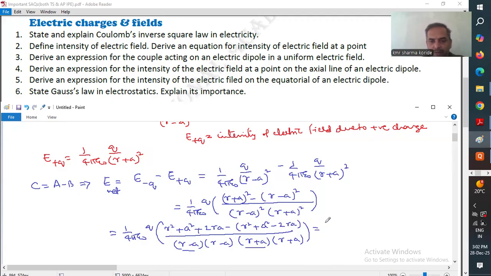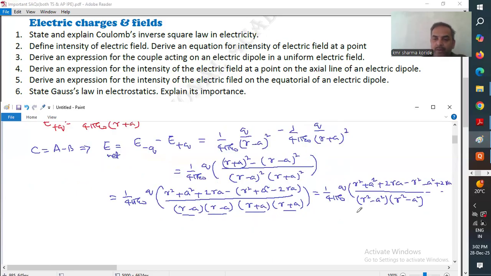Even what you can write is 1 by 4 pi epsilon naught Q by, R square plus A square plus 2RA minus R square minus A square plus 2RA divided by, you can write R minus A into R plus A as A minus B into A plus B as R square minus A square. Similarly, there is this one and this one. So that also you can write R square minus A square.